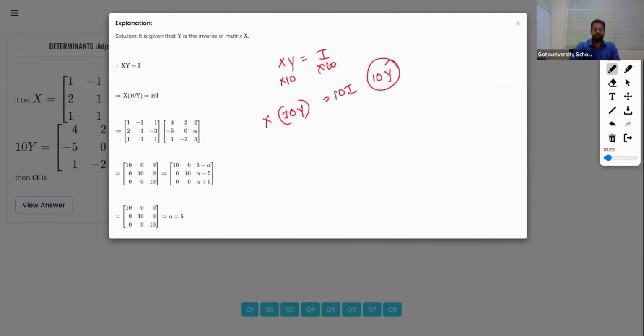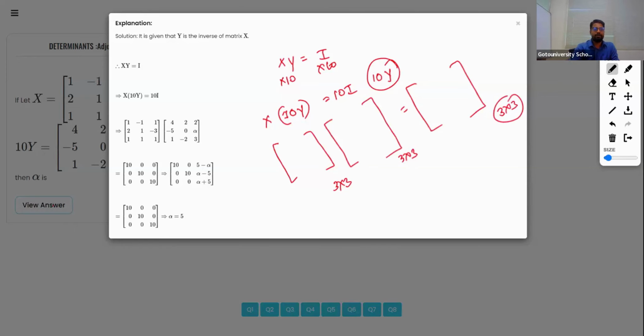Now X is given already. This is the best approach, because solving an inverse is going to take a lot of time. X is already given and 10Y is already given. We multiply that. It's a 3 by 3 matrix, and another 3 by 3 matrix, which will give you another 3 by 3 matrix. All our focus is on this part, alpha. We end up with 0, and here we get alpha minus 5. That's the only focus we want, but we have to write all the steps, right?